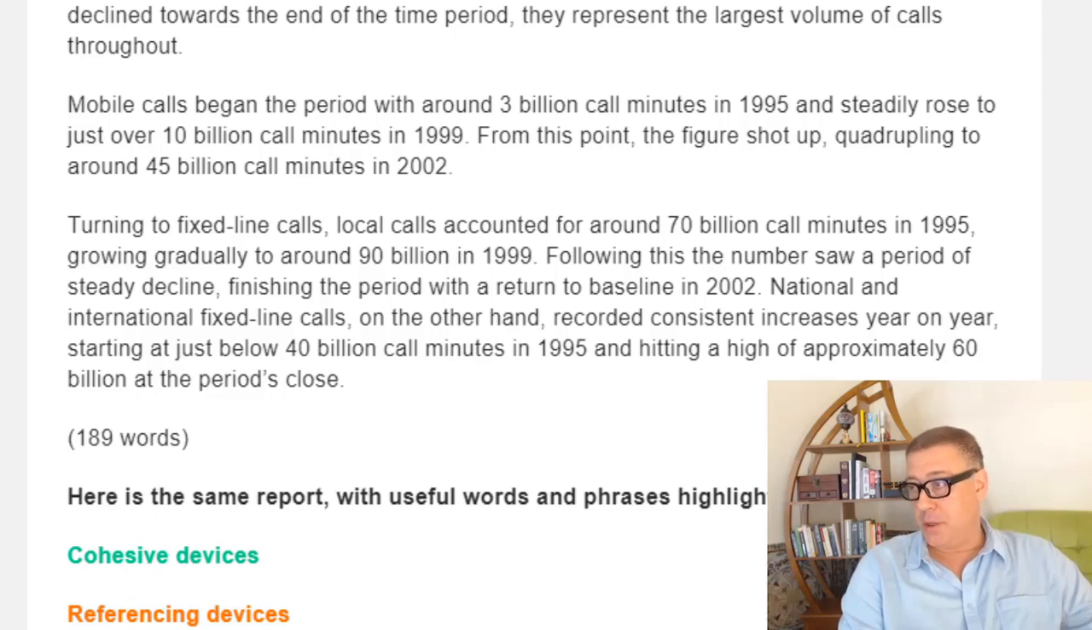That's logical. So turning to fixed line calls, local calls accounted for around 70 billion call minutes in 1995, growing gradually to around 90 billion in 1999. Following this, the number saw a period of steady decline, finishing the period with a return to baseline in 2002.